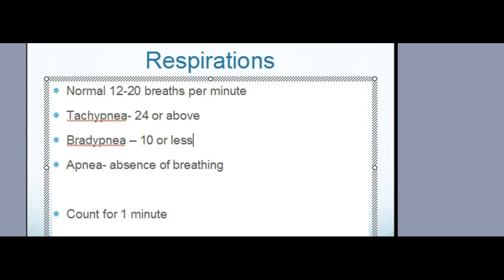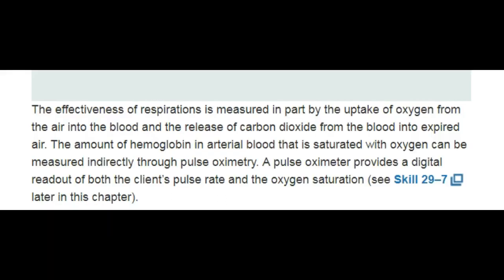As we continue to look at respirations, I want you to pay close attention to this slide with the normal rates. 12 to 20 breaths per minute is normal. Fast breathing, 24 and above. Slow breathing, 10 or less. Bradypnea, tachypnea, and apnea, absence of breathing. Count for 1 full minute. I know most of you are all aware, but sometimes this can be overlooked. I just wanted to reinforce breathing.